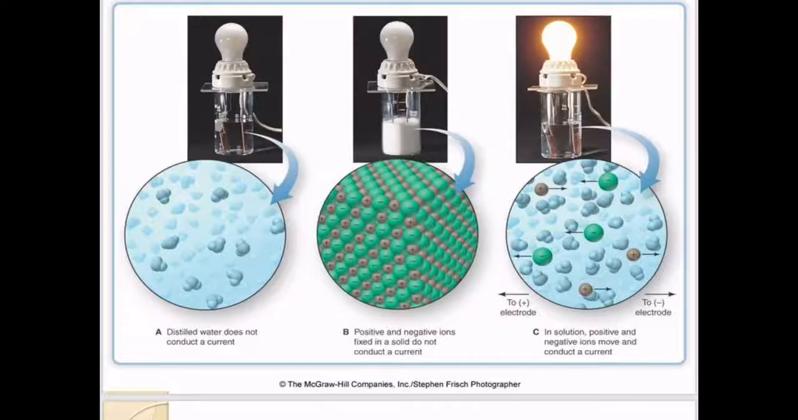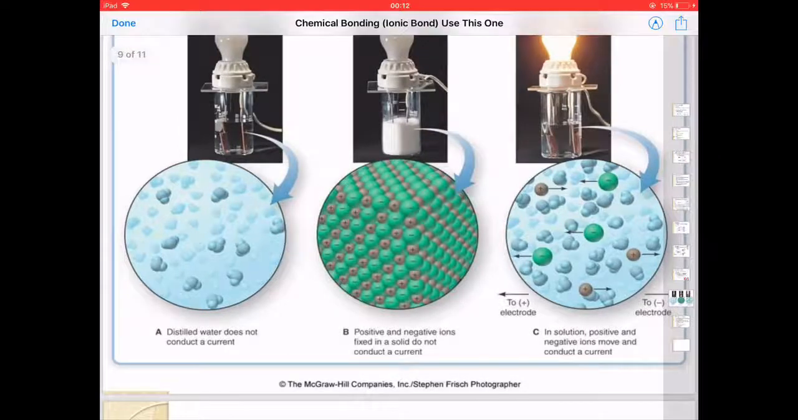The last one over here, you have salt actually dissolved in the water, and in that one, the ions break apart and are able to flow with the water molecules. Because the ions can actually move, you have charged particles that are moving. Those are the two things that need to occur for something to be able to carry an electrical current. And in this case, you guys can see that the light bulb is actually turned on.